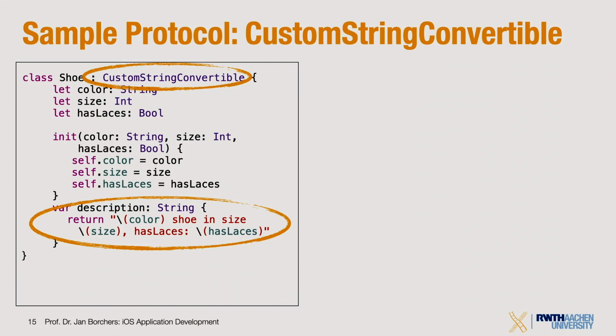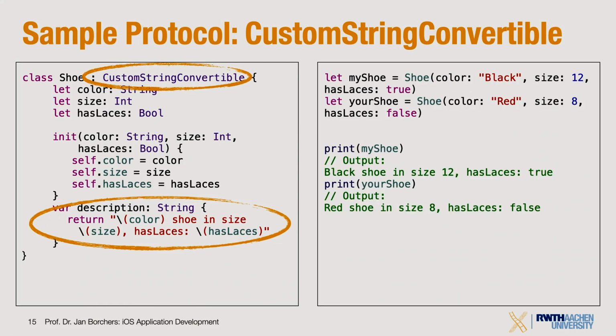Now, if I do this, if I have this description defined, this code actually runs fine, right? I can actually print my shoe, print your shoe, and it's going to use this description because we are adhering to the CustomStringConvertible protocol. We get a proper output because it uses the description string that's being computed here to return something that works fine. All right, example number 2, Equatable.